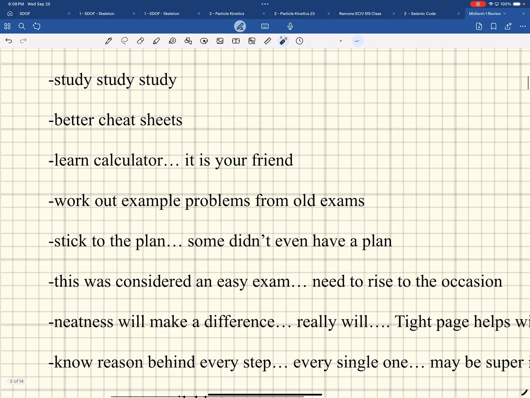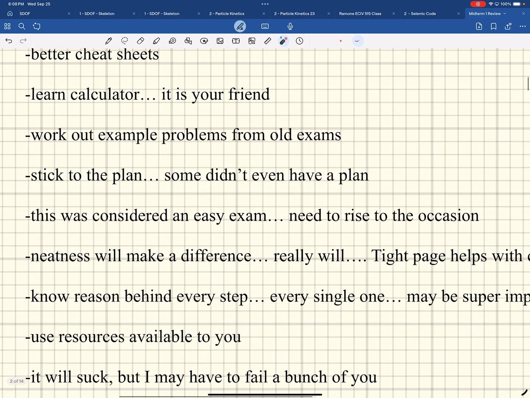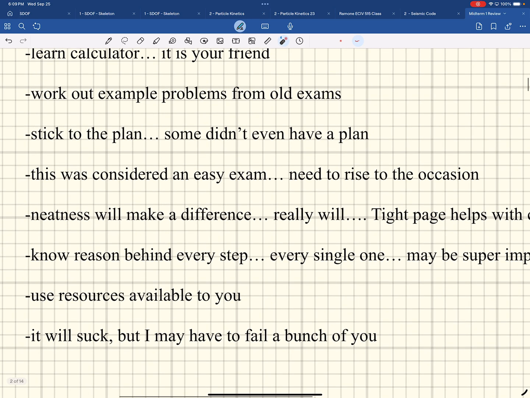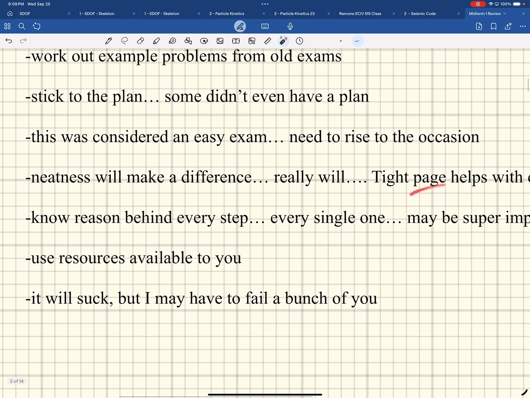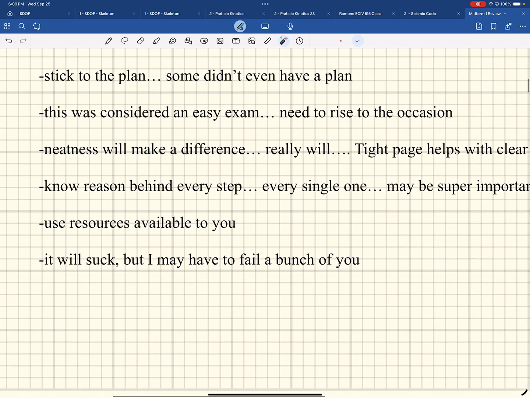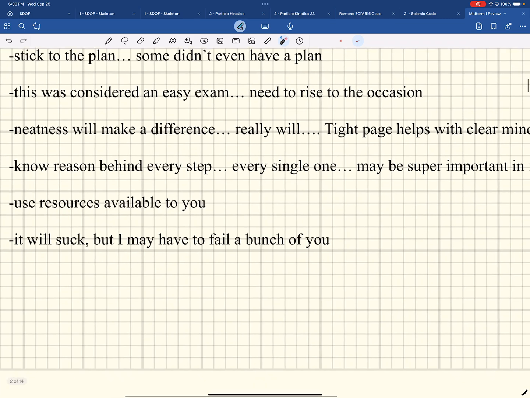Stick to the plan. Some people don't even have plans. That's a true statement, okay? Easy exam, rise to the occasion, neatness will make a difference. It really will. Tidy pages, and a reason behind every step. That's a big one, right? One thing that's nice about mechanics is there's a reason for everything and there's an exact answer to everything. It's beautiful, right? So make sure you know all of those little steps, and if you do that, you're going to be just fine.